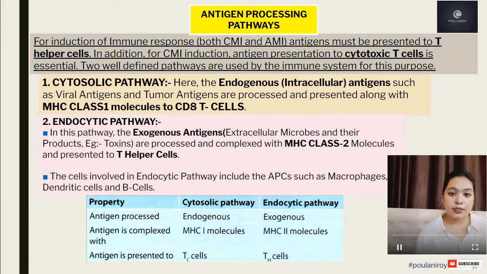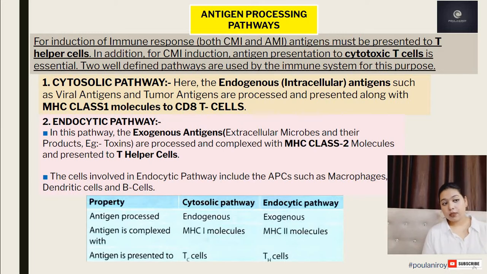So guys, now we will discuss the pathways. We will discuss the antigen processing pathways. So what is happening now? See, for the immune response, both the CMI and the AMI, both the pathways and both the responses are working. Now see, the antigen must be presented to the T helper cell. This point is clear in your mind. Now next, in addition, for CMI induction, antigen presentation to the cytotoxic T cell is also a very essential part.